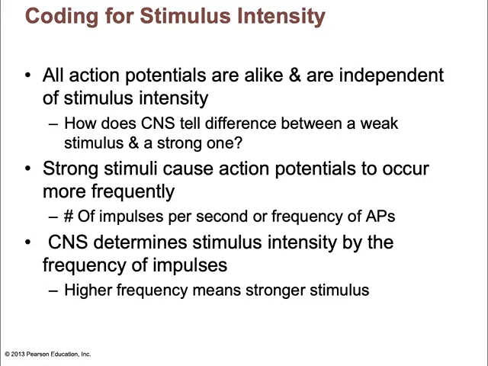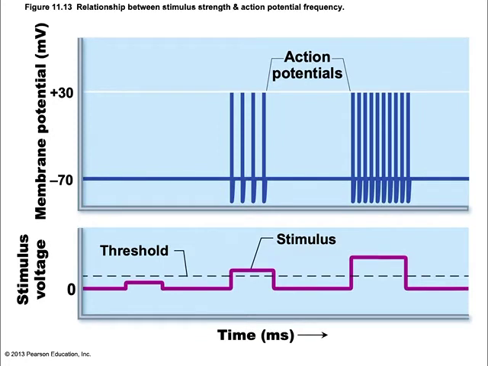It's all the rat-a-tat-tat. So if the rat-a-tat-tats are real close together, right, that's a strong signal. If they're far apart, that's a weak one. Okay, so it's the number of impulses per second. The central nervous system is going to determine the intensity by the frequency. Higher frequency, stronger stimulus.